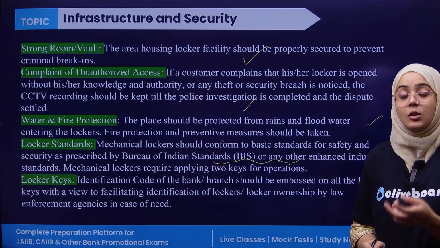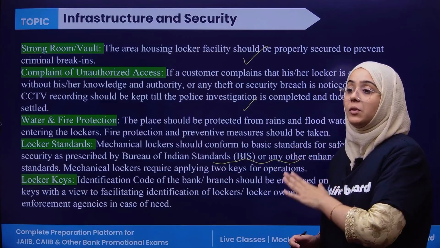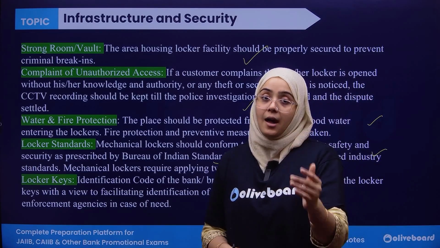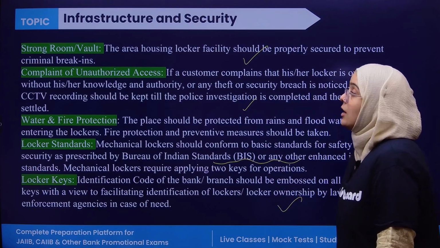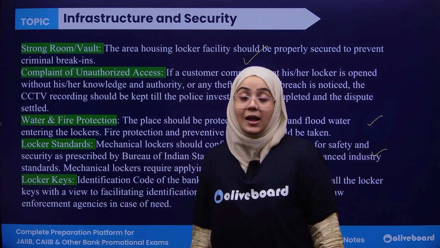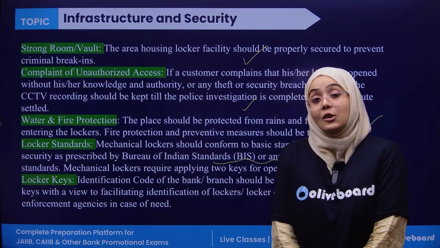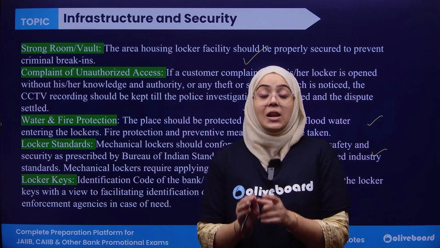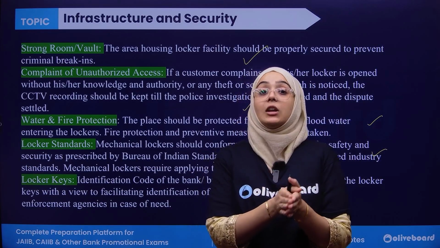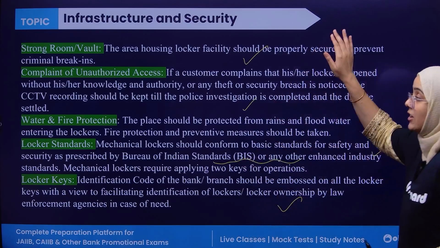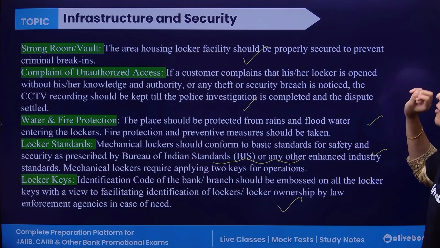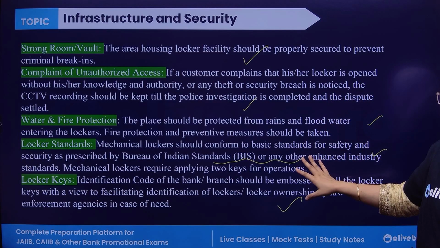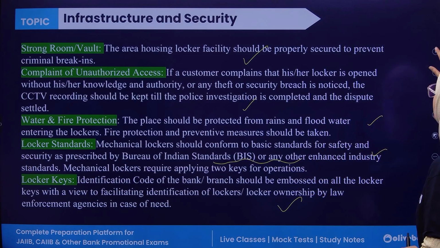Lastly, locker key. There are two keys you must know. One is with the customer and one is with the bank or the person who is in charge of that locker. These are the safety and security of the infrastructure that need to be taken care of, especially the area which has the lockers. It must have a strong room, unauthorized access complaint, CCTV protection, water and fire protection, and locker standard safety. All of this should be there.